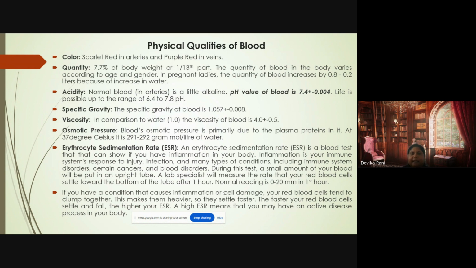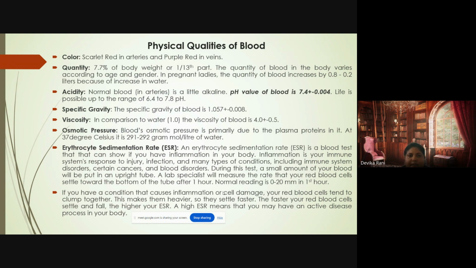Now, erythrocyte sedimentation rate. This is again an important concept. An erythrocyte sedimentation rate is a blood test that can show if you have inflammation in your body. So, whenever you have infection and inflammation in your body, especially inflammation, an ESR test will show, by the rate of ESR, how much is the level of inflammation in the body.